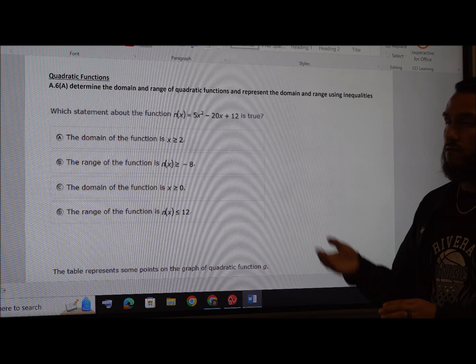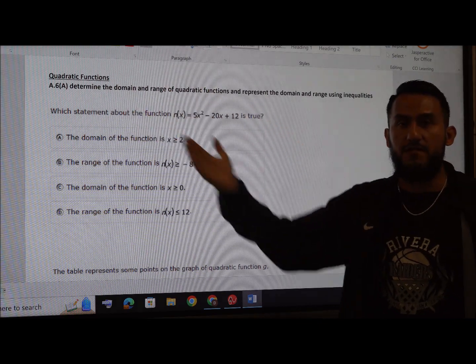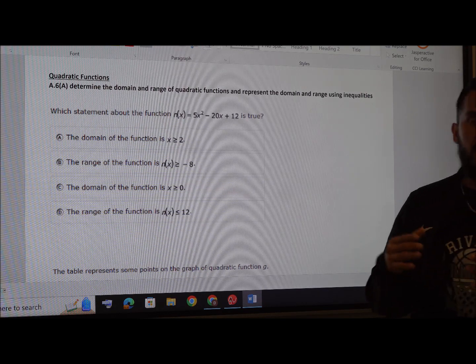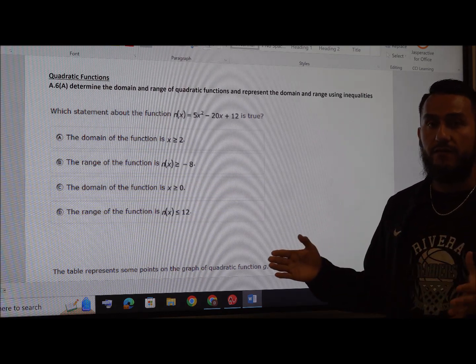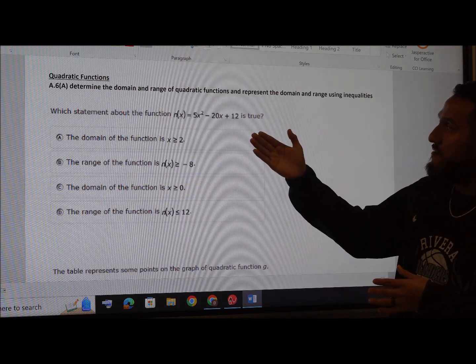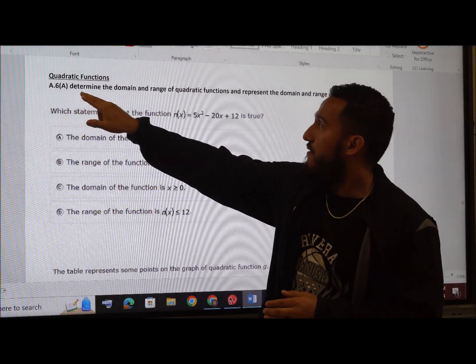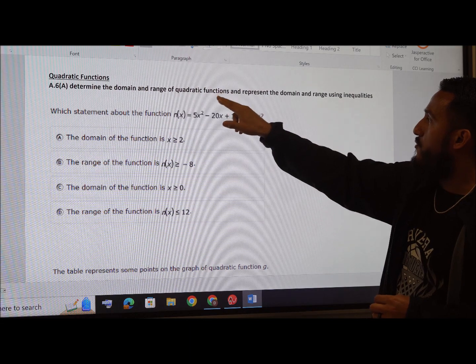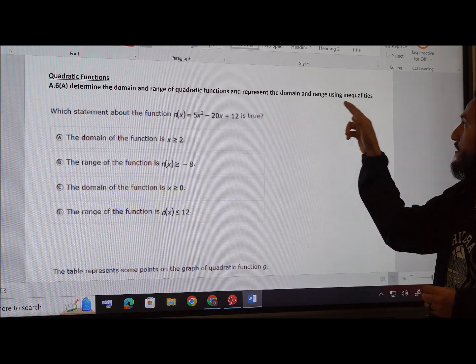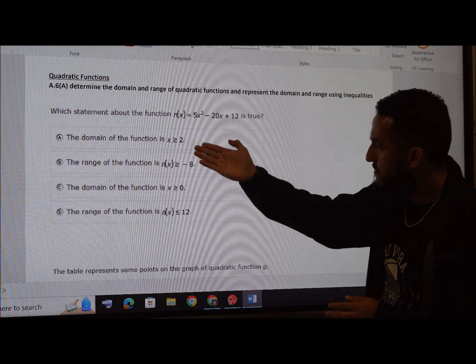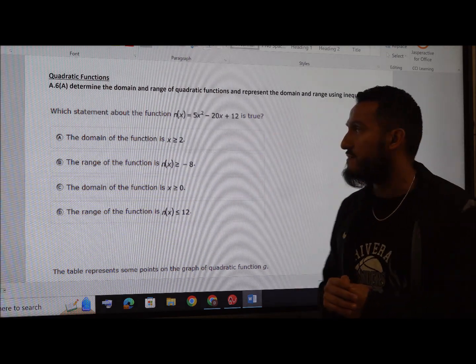Alright guys, welcome back. So in this one, we're talking about quadratic functions, and we're still in the same topic about domain and range. In the last video, we were talking about domain and range for linear examples. Now this one's quadratic. And it says here in this TEKS, determine the domain and range of quadratic functions and represent the domain and range using inequalities. So again, you might see some inequalities, and in this case, your answer choices have the inequalities.